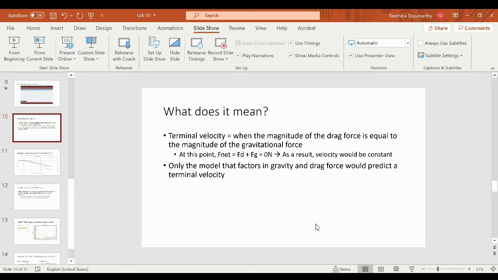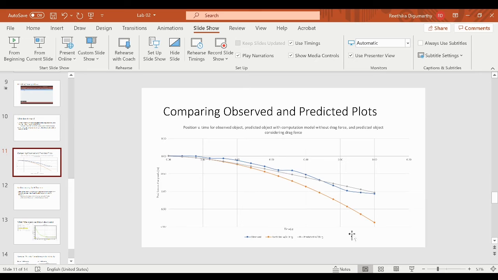Terminal velocity is when the magnitude of the drag force is equal to the magnitude of the gravitational force, and at this point F net equals 0 because the drag force and gravitational force are balancing each other out, so the velocity would be constant. Only the model that factors in gravity and the drag force would predict a terminal velocity, because in the model that just has gravity, the net force would not equal 0 after the object has been dropped, since there's no force counteracting the gravity. That's why we see in the model with the drag force an asymptote, because it's approaching this constant velocity.